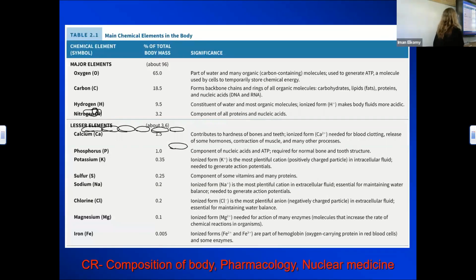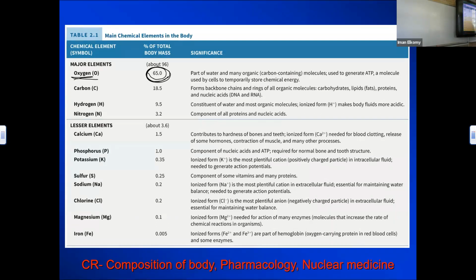Okay. So let's just spend some time here to go over some of these elements that I told you are very important for your body, where you find them. The first one we're going to talk about is oxygen. Look at this. Oxygen makes up 65% of your total body mass. That's a huge amount, right? We're all air.